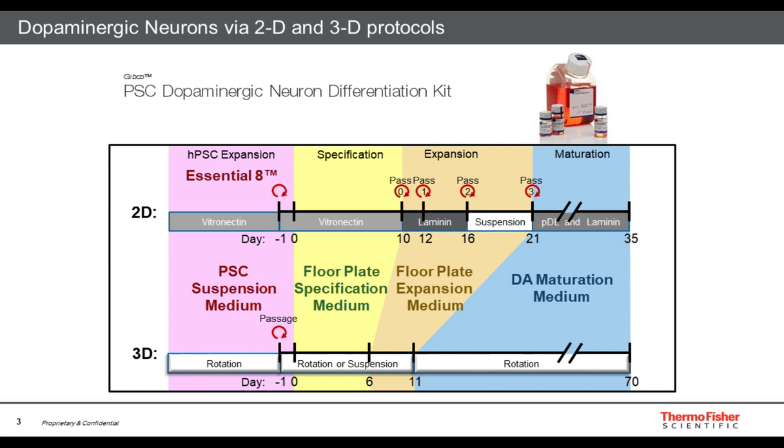As I'll show you, we have found that specification and expansion of floor plate progenitors can be completed in a much shorter time in 3D, 11 days in the bottom workflow versus 21 days in the 2D workflow at top. Both methods produce a similar purity of floor plate progenitors, while also promoting the functional state of the resulting dopaminergic neurons.